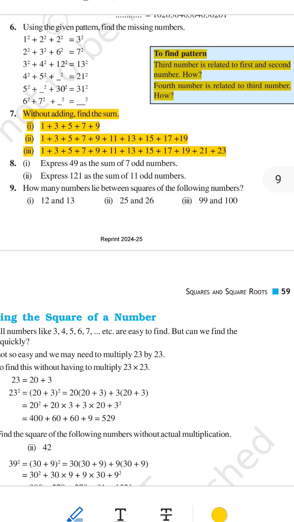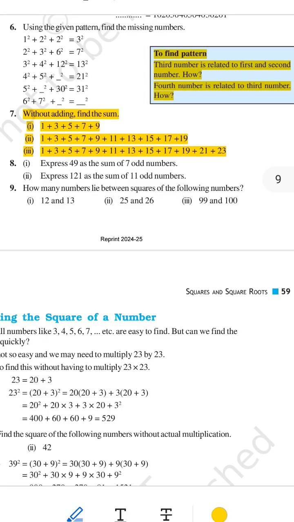There is a very simple math rule. The sum of the first n odd numbers is always n times n, or n squared. That means if you add the first one odd number, the total equals 1 squared, which is 1. First two odd numbers: 1 plus 3 equals 4, which is 2 squared. First three odd numbers: 1 plus 3 plus 5 equals 9, which is 3 squared. First four odd numbers: 1 plus 3 plus 5 plus 7 equals 16, which is 4 squared. First five odd numbers: 1 plus 3 plus 5 plus 7 plus 9 equals 25, which is 5 squared.